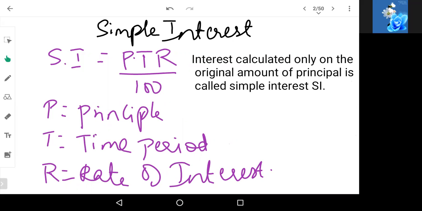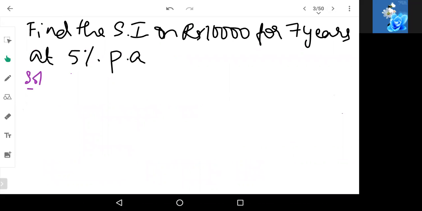Now, did you all understand till here? Any doubts? Everybody understood what is interest? What is simple interest? Can we go to the problems? Good. Be attentive, be participative, so that we can finish it quickly.